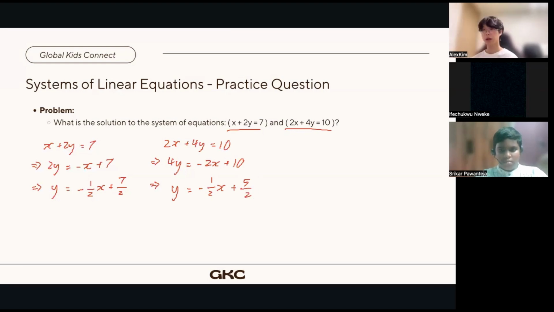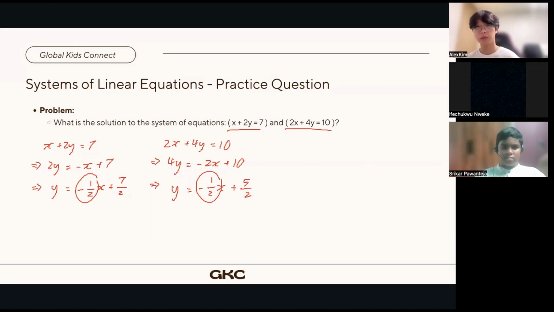Now that we have expressed the two equations in a way that we can analyze slopes and the intercepts, the first thing that we can see is that the slopes of the two equations are the same, which means that they are parallel. Now, if two equations are parallel, there are two possibilities. Either there are no solutions or there are infinitely many solutions. And that depends on what the values of the y-intercepts are.